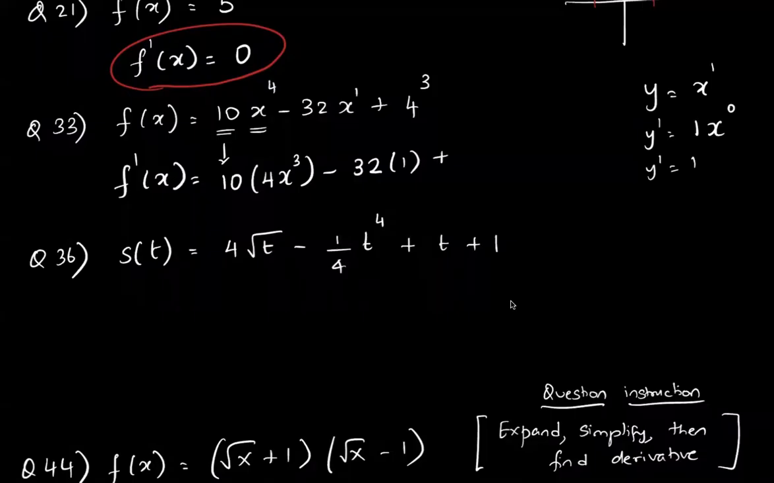And remember, 4 cubed is just a constant. There is no variable in there. And you already know that the derivative of any constant is 0. Now, if you simplify all of this, the derivative becomes 10 times 4 is 40. So 40x cubed minus 32 is f prime. So f prime is nothing but 40x cubed minus 32.